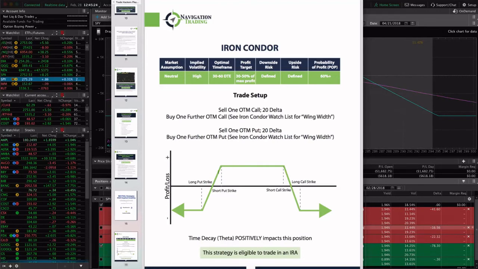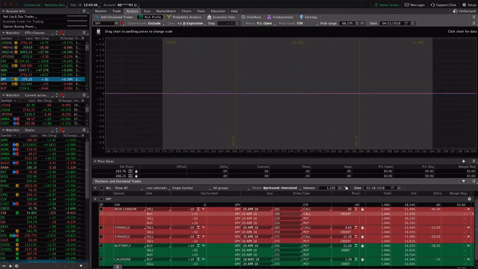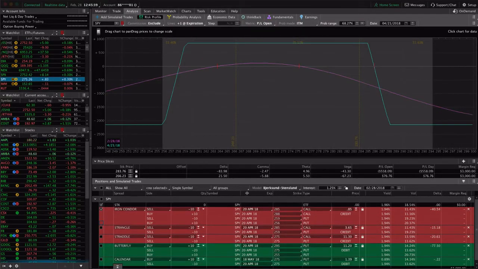So this is what the graph will look like. Again, like the others, time decay is positive, and this strategy can be traded in an IRA or a margin account. Let's jump back over to the platform and take a look at an iron condor. So if we click on this here, you can see we'll need to reset our slices to the break-even point to get that probability of profit.